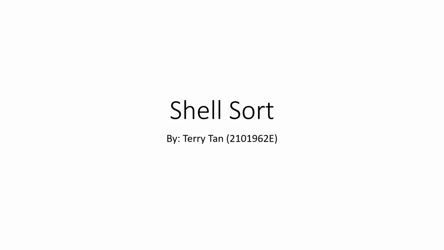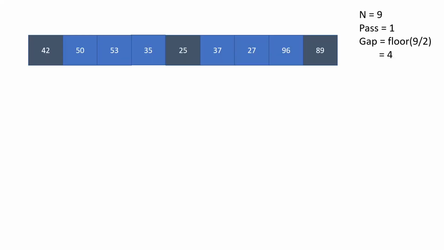Today I'm going to explain to you what shell sort is. So shell sort is a sorting algorithm that compares elements that are distant apart. So we start by finding the number of elements in the list. So in this list there are 9 numbers, so n equals 9, since n represents the number of elements.